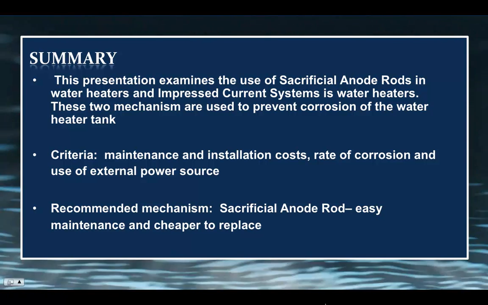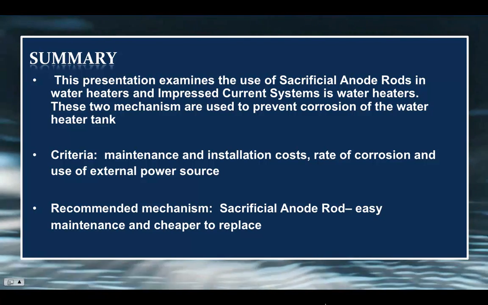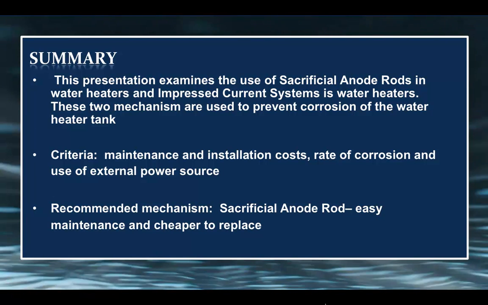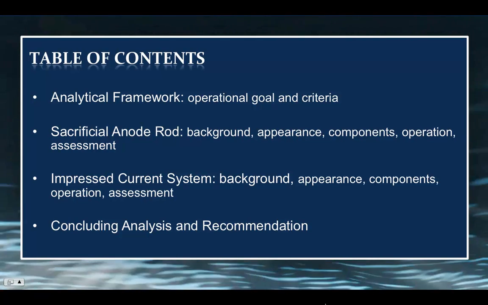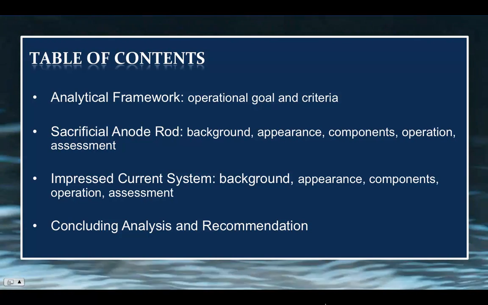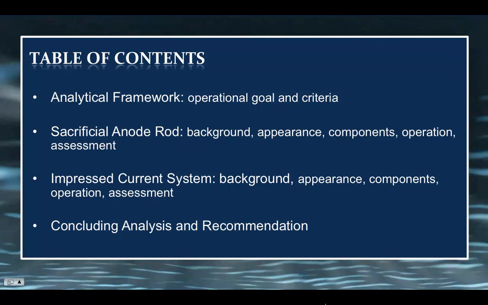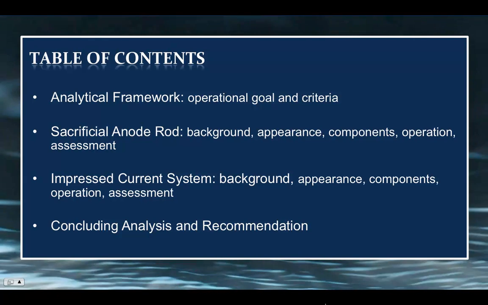Finally, we have a recommended mechanism, which is the sacrificial anode rod, as it provides easy maintenance and it is cheaper to replace. Table of contents: the analytical framework. Then we look at the first mechanism, which is the sacrificial anode rod. Then we look at the second mechanism, which is the impressed current system. And finally, we have a concluding analysis and recommendation.